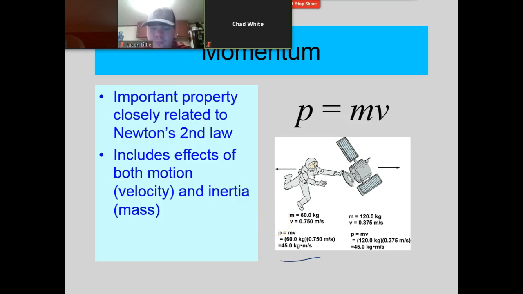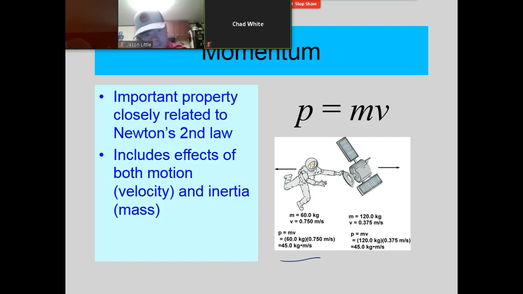Now guess what? Force has a unit of kilogram meter per second squared. We call it a Newton. Momentum has a unit of kilogram meter per second. We don't have a name for it, unfortunately. There is no name for it. That to me should have been called the Newton, but I don't make up the rules.